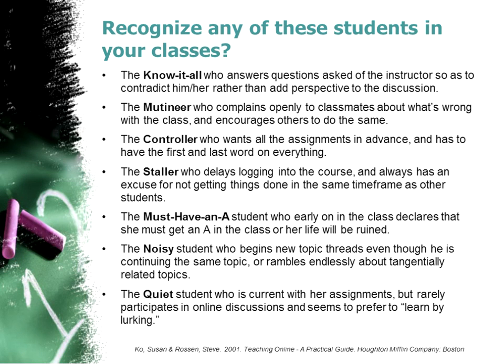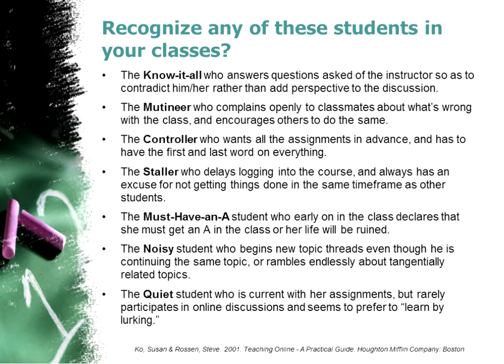And these are my frequent ones. The staller who delays logging into the course and always has an excuse for not getting things done. And I have these often as well, the must-have-an-A student. I get these emails from students who say, I've had an A in all my classes and I have a B in yours, so what am I going to do, because I am not going to get the best job ever if you give me a B in the class. I think I had one just this past semester. You just say, you need to work a little harder on some of your assignments.